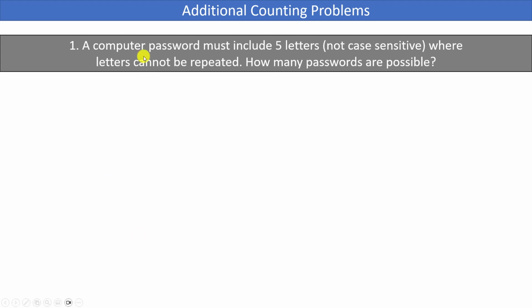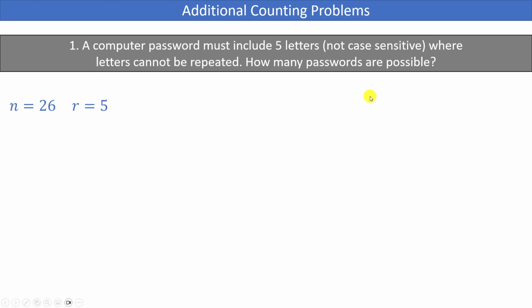So first we have a computer password, which must include 5 letters, where the letters are not case sensitive, and the letters cannot be repeated. How many passwords are possible? Well, saying that the letters cannot be repeated gets us that first condition for permutations or combinations, right? We had to have no repetition or no replacement, right? So we have 26 possible letters since they are not case sensitive, and we're going to be choosing 5 letters.